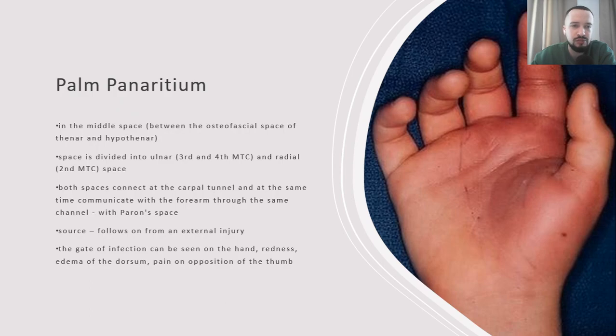Phlegmon in the middle space between the osteofascial space of the thenar and hypothenar. Space is divided into ulnar, third and fourth MTC, and radial, second MTC space. Both spaces connect at the carpal tunnel and at the same time communicate with the forearm through the same channel with Parona's space. Source follows on from an external injury. The gate of infection can be seen on the hand: redness, edema of the dorsum, pain on apposition of the thumb.